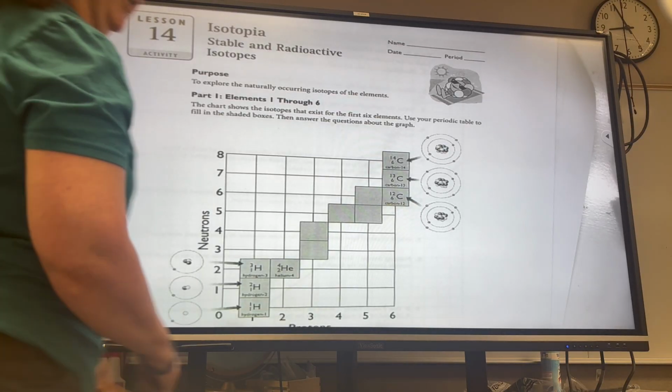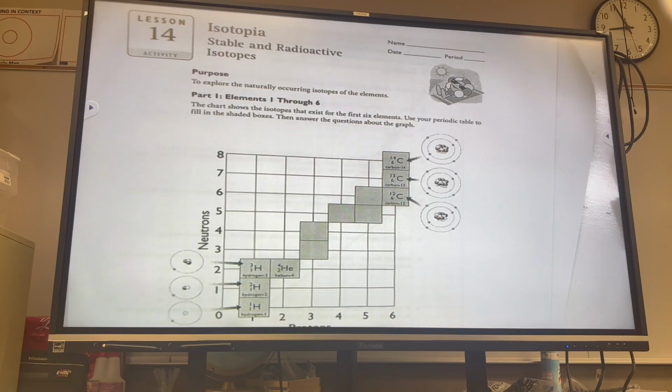Okay, so we're working on these worksheets here. This is lesson 14, says at the top of the paper, Isotopia, stable and radioactive isotopes.